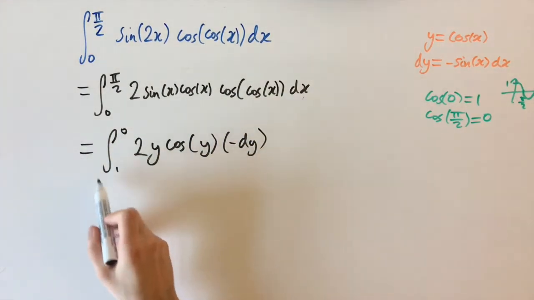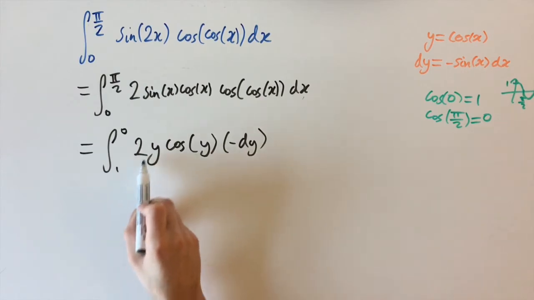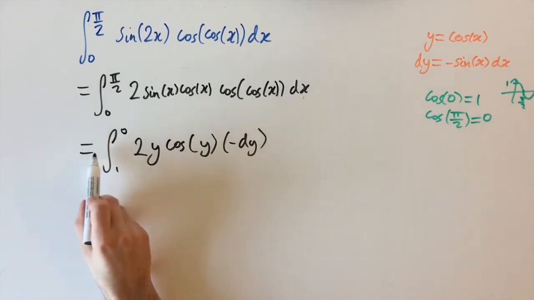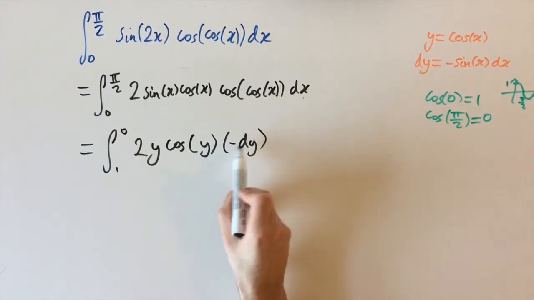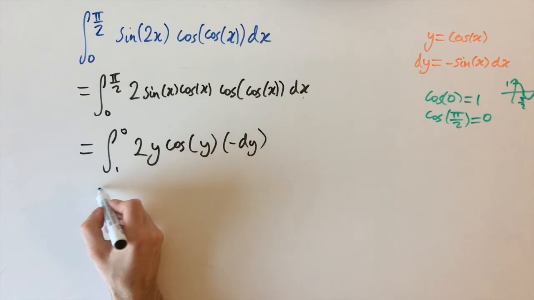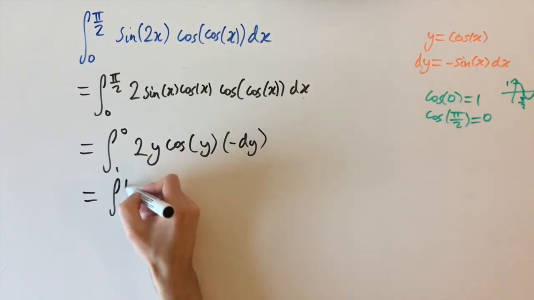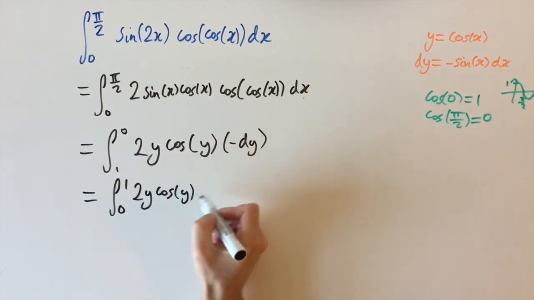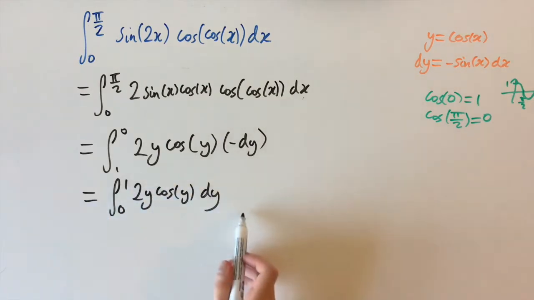Now this is slightly weird because we have the bigger value on the bottom, which is a bit unusual. What we can do is we can switch the order of the limits by just putting a minus sign in the front. And very conveniently, we have a minus sign in here. We have the minus dy. So this is going to cancel another minus sign. And this is the same as the integral between 0 and 1 of 2y times cosine of y dy. So now we're left with something that we can actually integrate by parts.